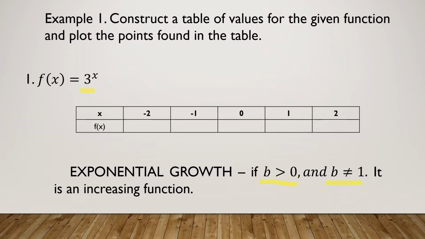So let's use the values negative 2, negative 1, 0, 1, and 2. So for negative 2, we have 1 over 9. For negative 1, we have 1/3. For 0, we have 1. For 1, we have 3. And if we substitute 2, we got 9.